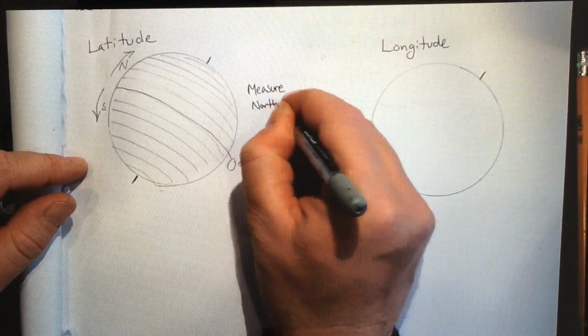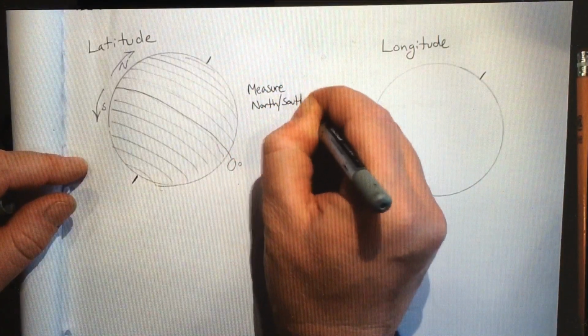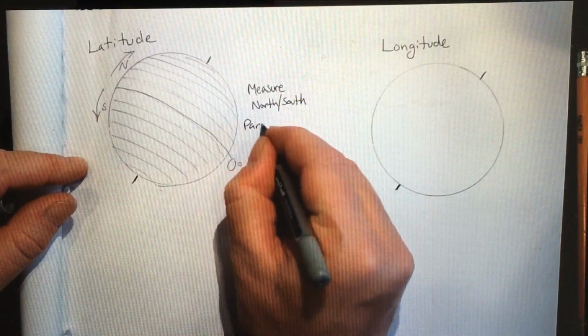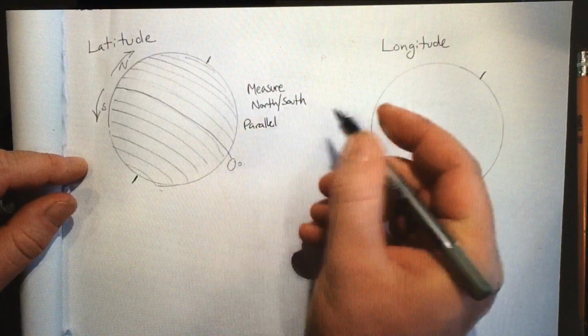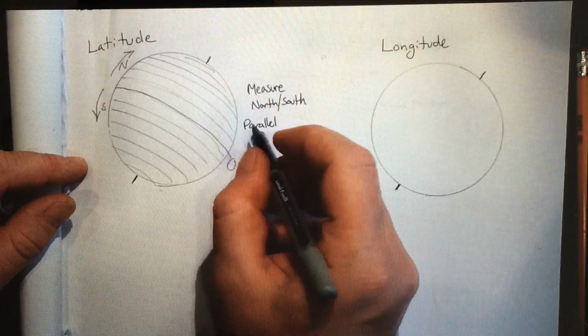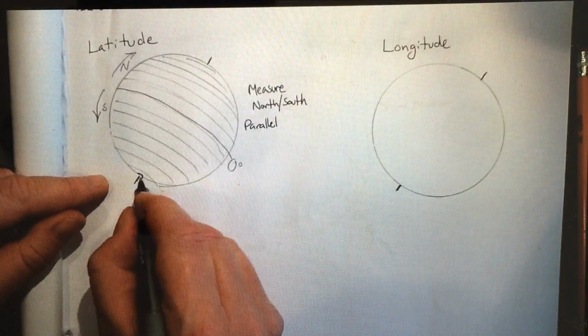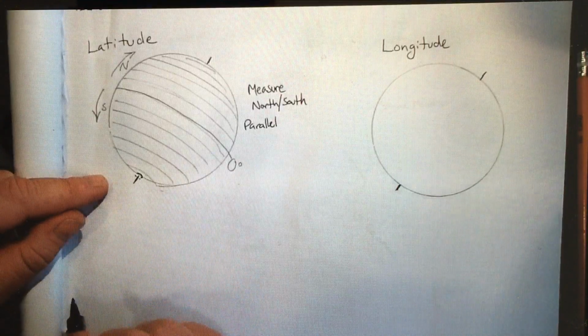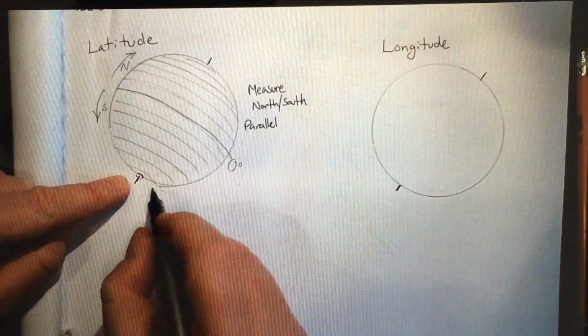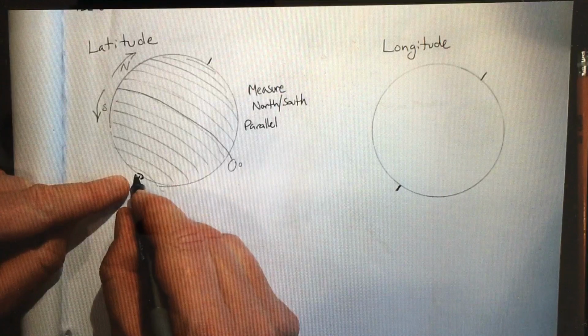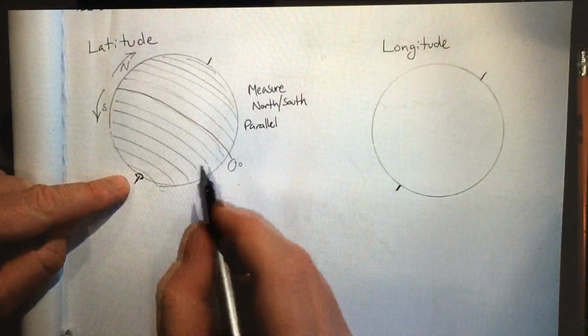So they measure north, south. They are all parallel. And they change in their size. So down here at the South Pole, you could run circles around the South Pole and you'd be on a latitude line. Just running around and around in circles.